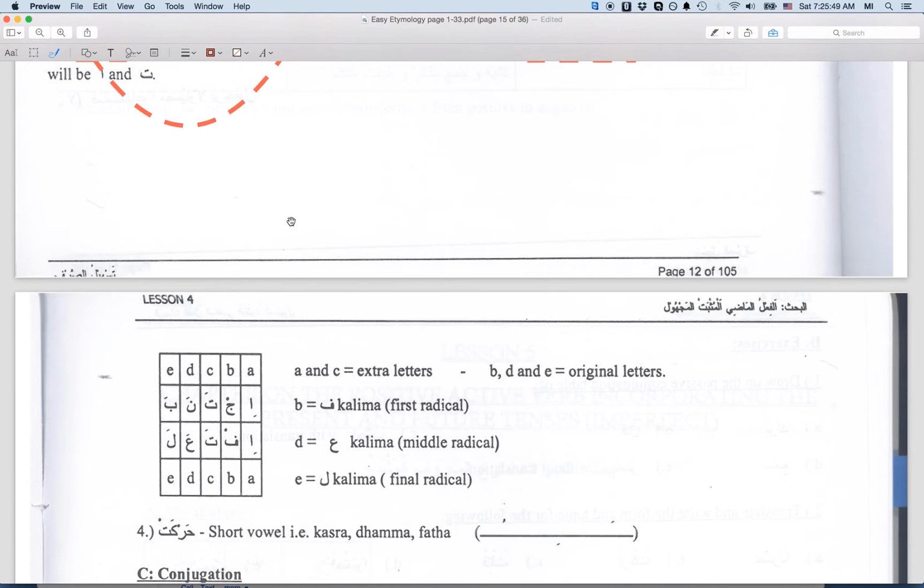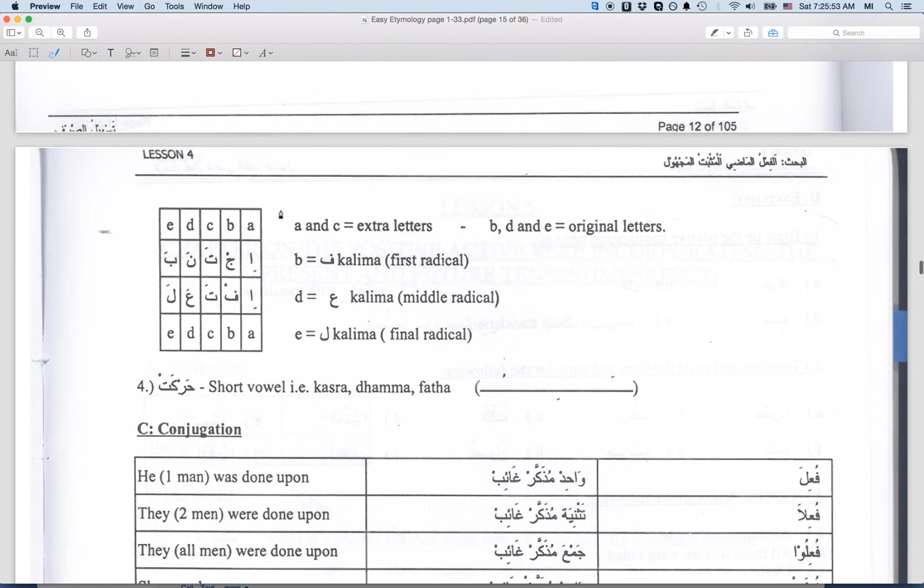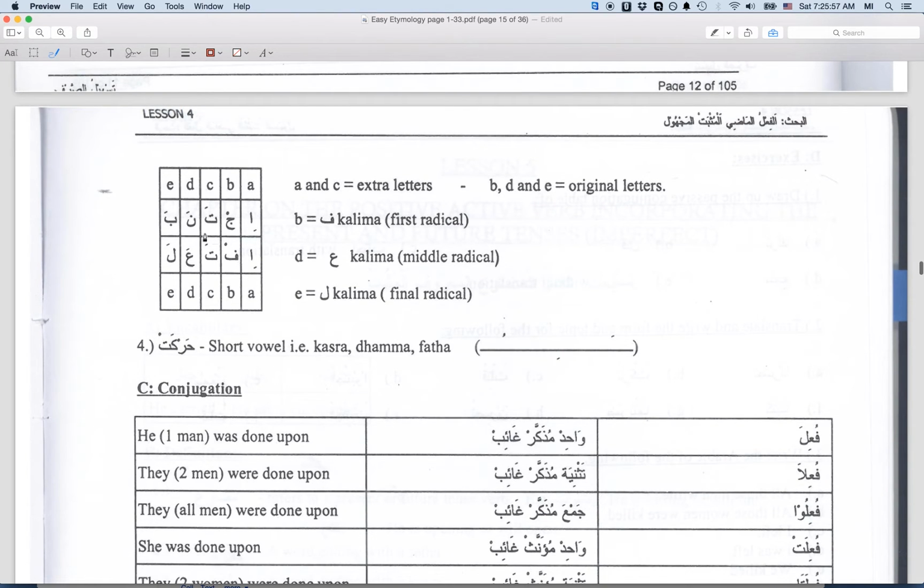Okay, next page. They made a box out of it, so that's good. A and C are extra letters. B, D. Ijtanaba, ifta'ala. If you're confused, just stick with the fa'ala form. I personally don't use this. I just use the fa'ala form, and I just try to line them up like this. Ijtanaba and ifta'ala.